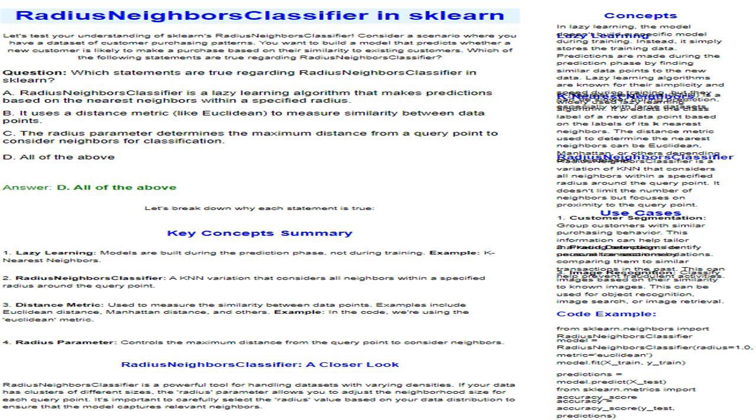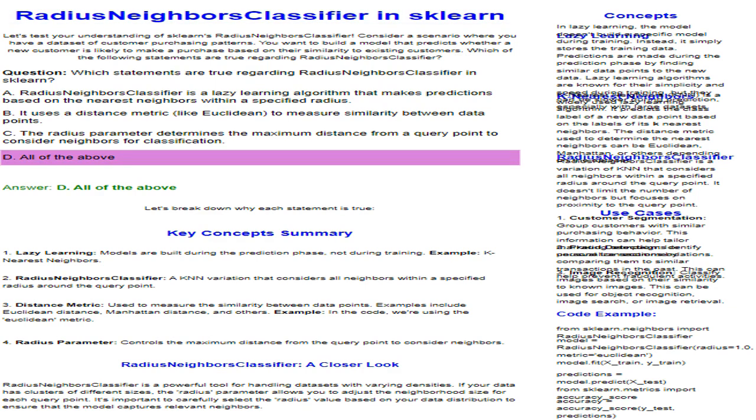In a data analysis project, you might be using radius neighbors classifier to identify clusters of customers with similar purchasing behavior. By adjusting the radius and metric parameters, you can fine-tune the model to accurately identify relevant neighbors and effectively segment customers. D. All of the above.